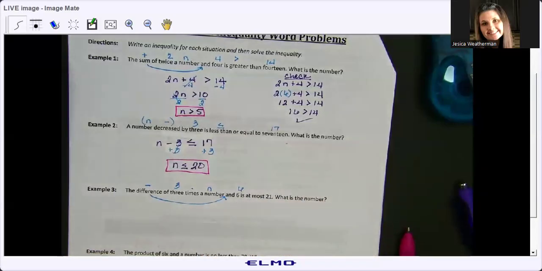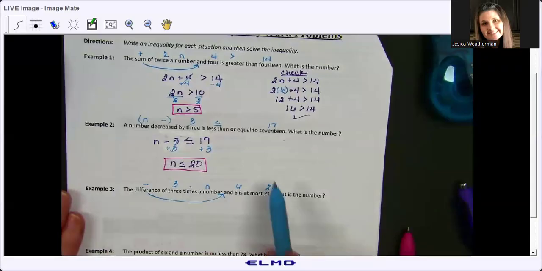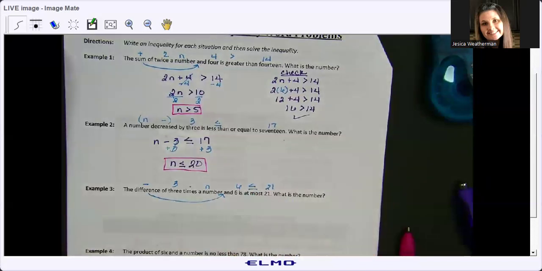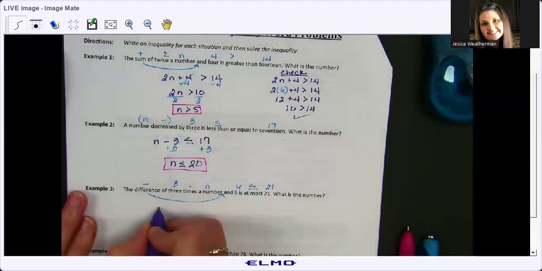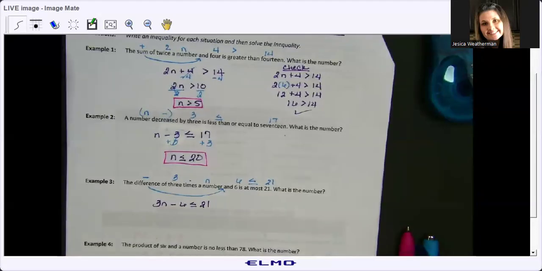Is at most 21. Okay, at most. So this right here cannot be more than the 21. So it has to be less than or equal to. It can be 21 because it says at most 21, but it can't be more than 21. So let's go ahead and write this out. We have 3n minus 6 is at most 21. And what is the number?